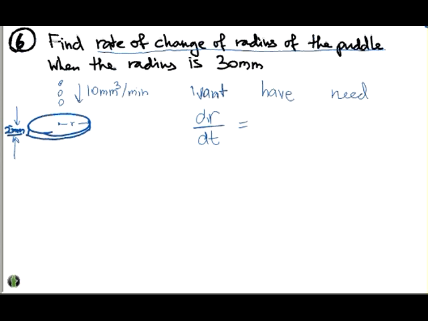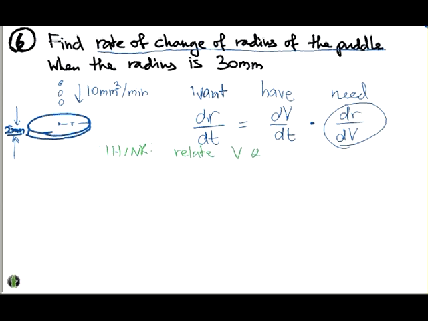What do you have? They've given you how quickly the puddle forms, or in other words, how much oil is coming down. 10 millimeters cubed per minute. You've got dV dt, don't you? dV dt is 10. And so, from here you know that you don't need the dV's in the final answer, so you want dV to cancel out, and you want a dr in there. There you go. What you need is dr dV. So you need to relate V and r.